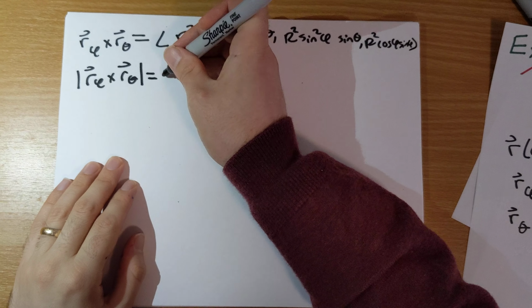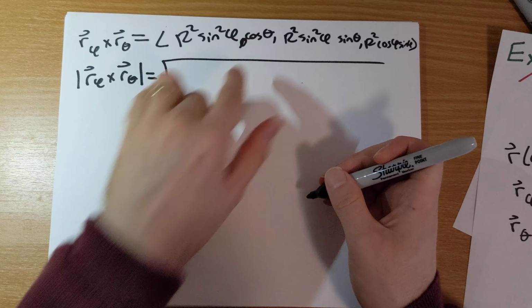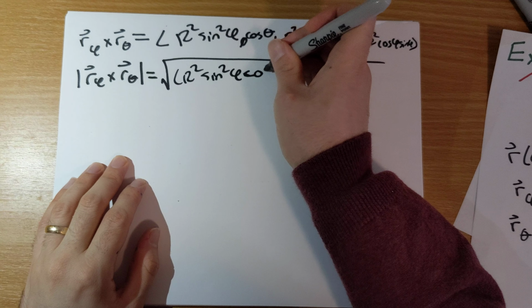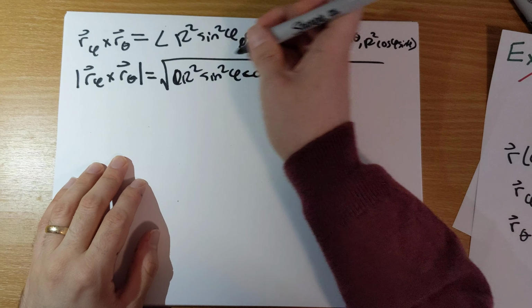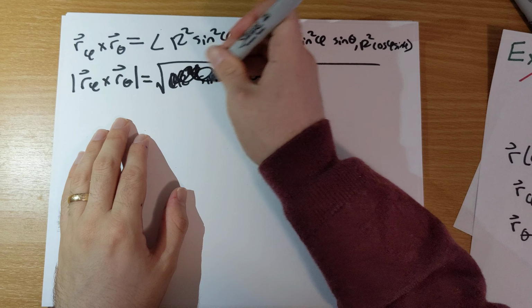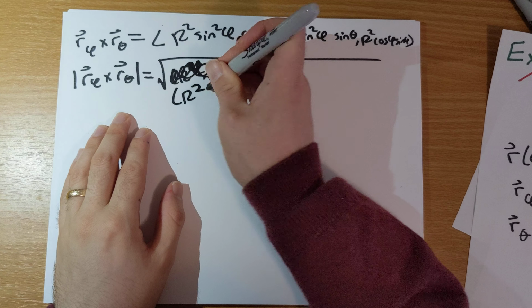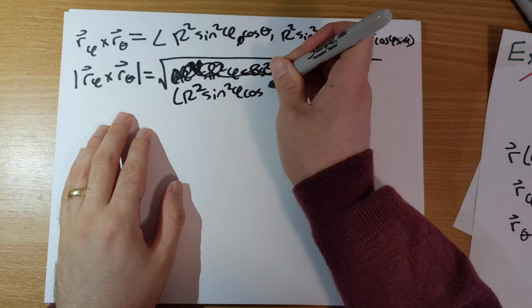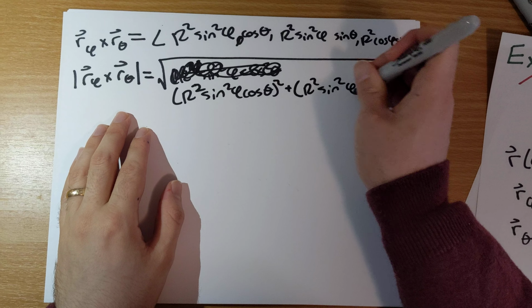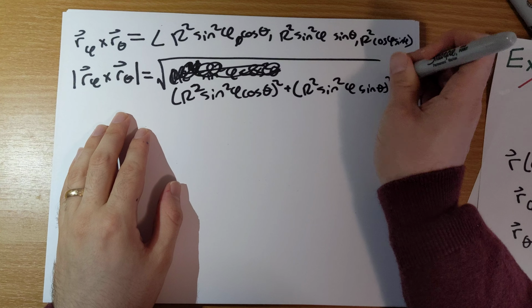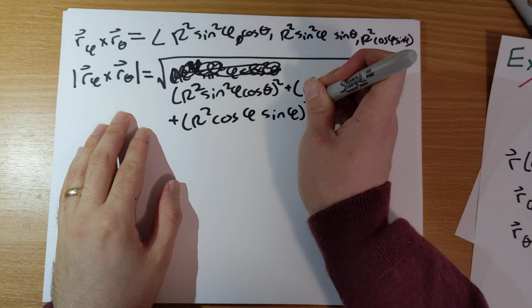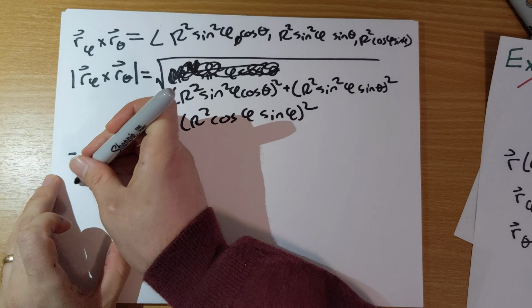The length here is going to be the square root of this expression squared. Let me recopy that: r squared sine squared phi cosine theta, squared, plus r squared sine squared phi sine theta, squared, plus r squared cosine phi sine phi, squared. All that under the square root.